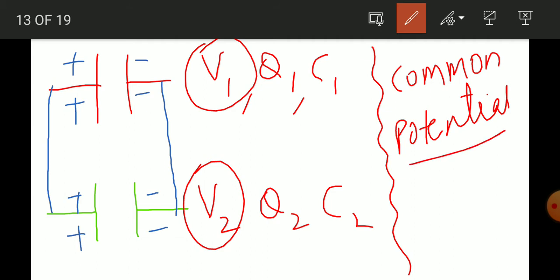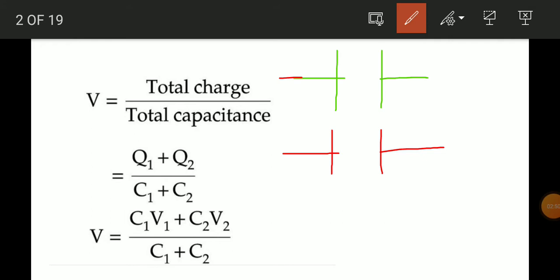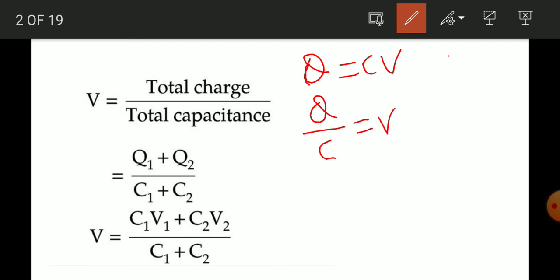Now let's talk more about common potential and what the formula for common potential is. All the formulas are based on some basic formulas. Basically, we have to utilize this formula: Q is equal to CV. This is the basic formula related to a capacitor. If I arrange it, my final equation will be Q by C is equal to V. This is related to a single capacitor.